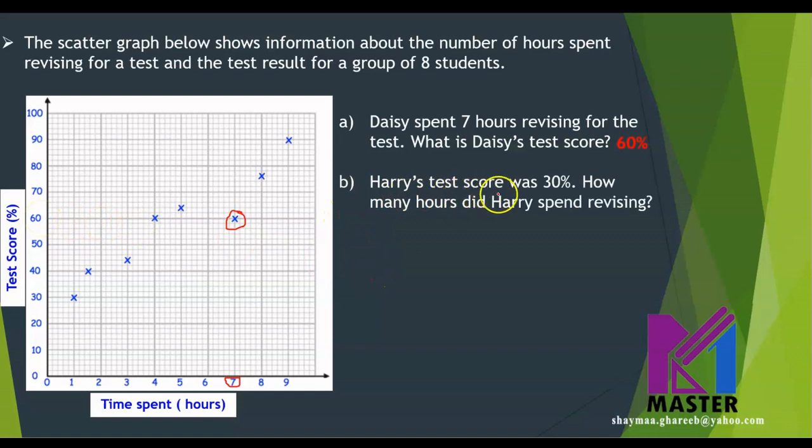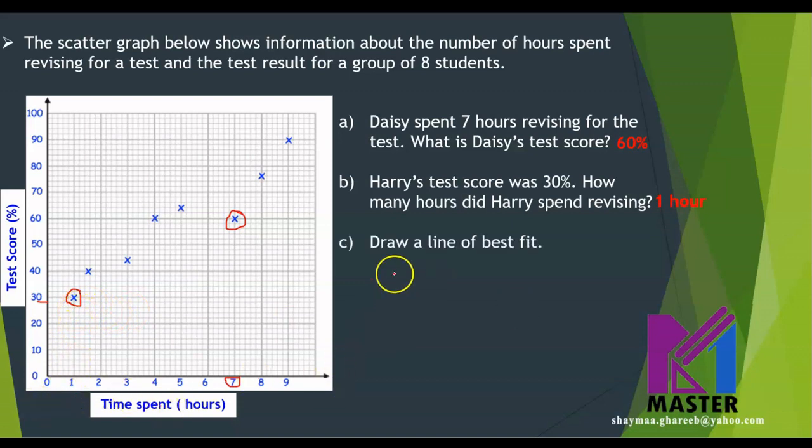Question B, Harry's test score was 30%. So this is the 30%, which means this is Harry. Then we are going to read the hours that he spent revising. So it will be 1 hour, as you can see from the graph.